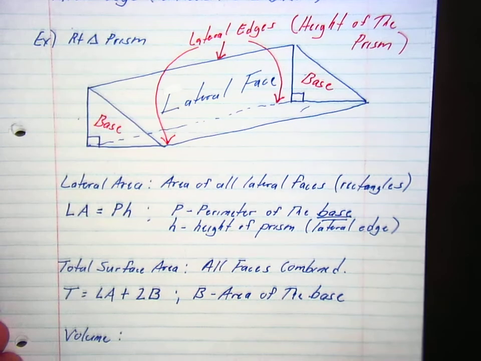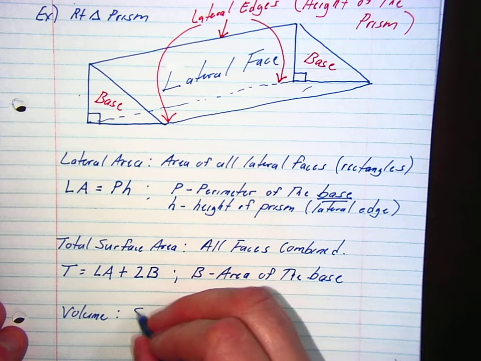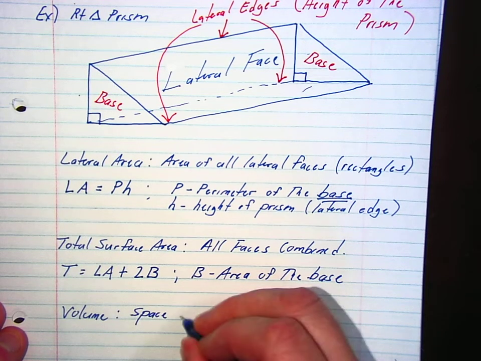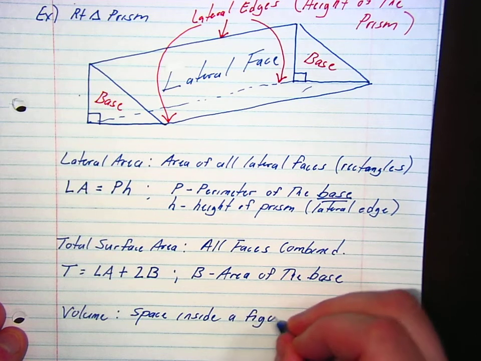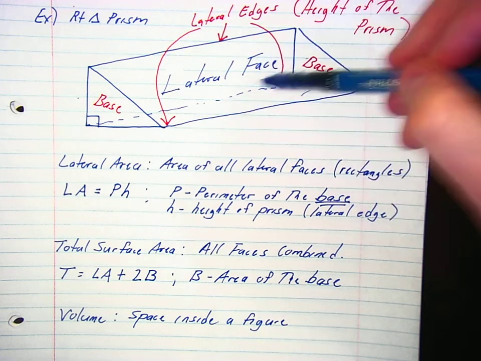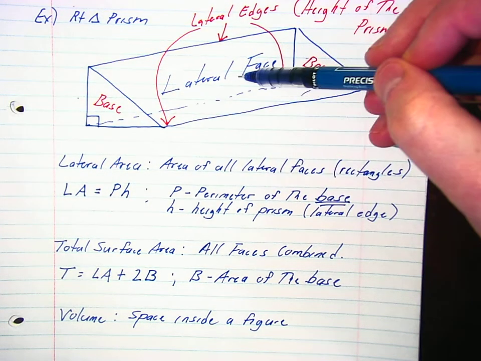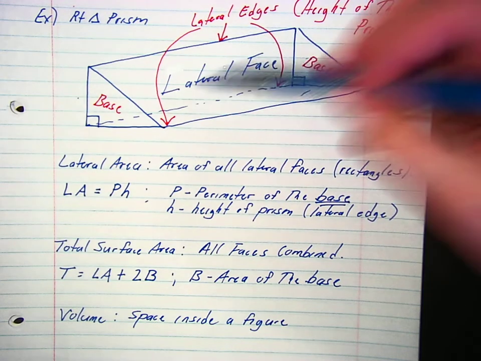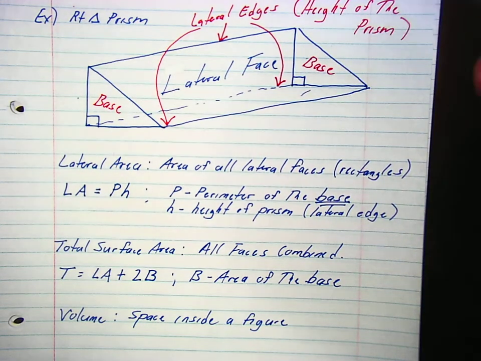So volume should be a word that you're somewhat familiar with. Volume is the space inside a figure. Which means if I actually had this shape and I could poke a hole in it and fill it with water or sand, that would be the volume. So it's how much could fit inside of that if that was like a hollowed out figure.